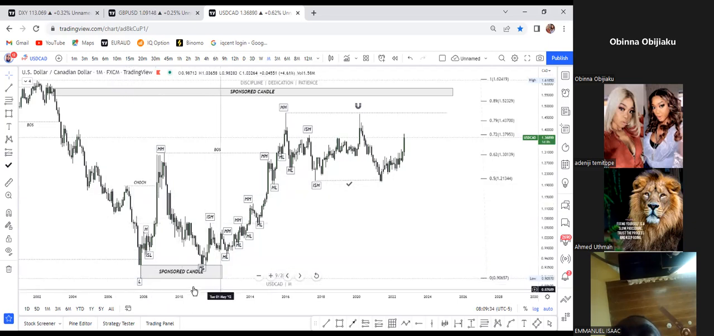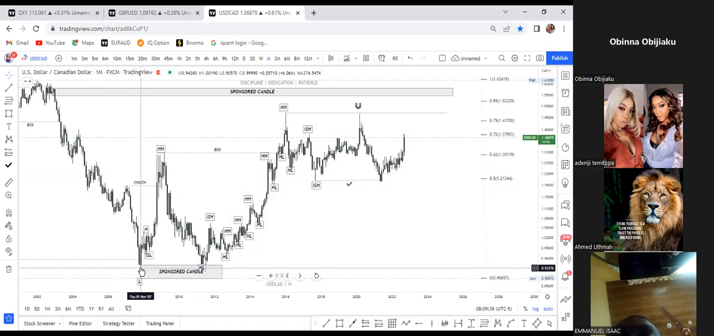Now, what is their next point? After a structure is taken out, they return back and mitigate this rejection block. They return back and mitigate what? This rejection block. Then when you're seeing price coming down like this, you know this is a corrective move.